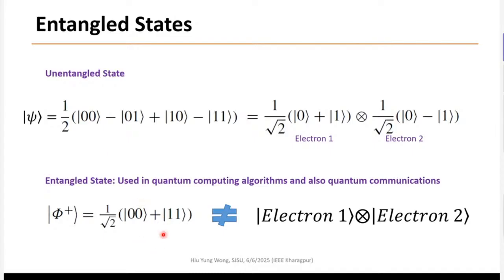However, there are some states, for example, this one, 0 0 plus 1 1. No matter how you transform the coordinates, you won't be able to factorize it. This is one of the special cases called the Bell state. The important thing is that I cannot describe this combined system by individually describing 2 electrons. So there's a theory: you can easily use a classical computer to simulate the unentangled state, but you cannot do it efficiently for the entangled state. And that's why quantum computing is so special. It has superposition and it has entanglement. And that is what makes it faster than a classical computer.